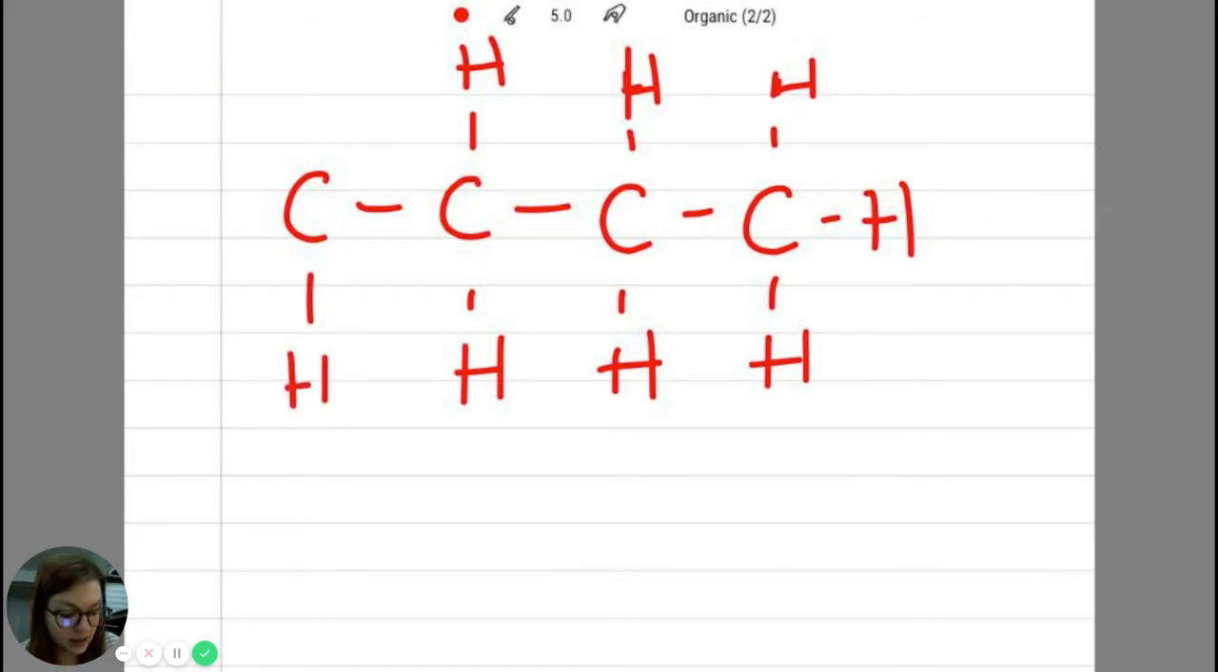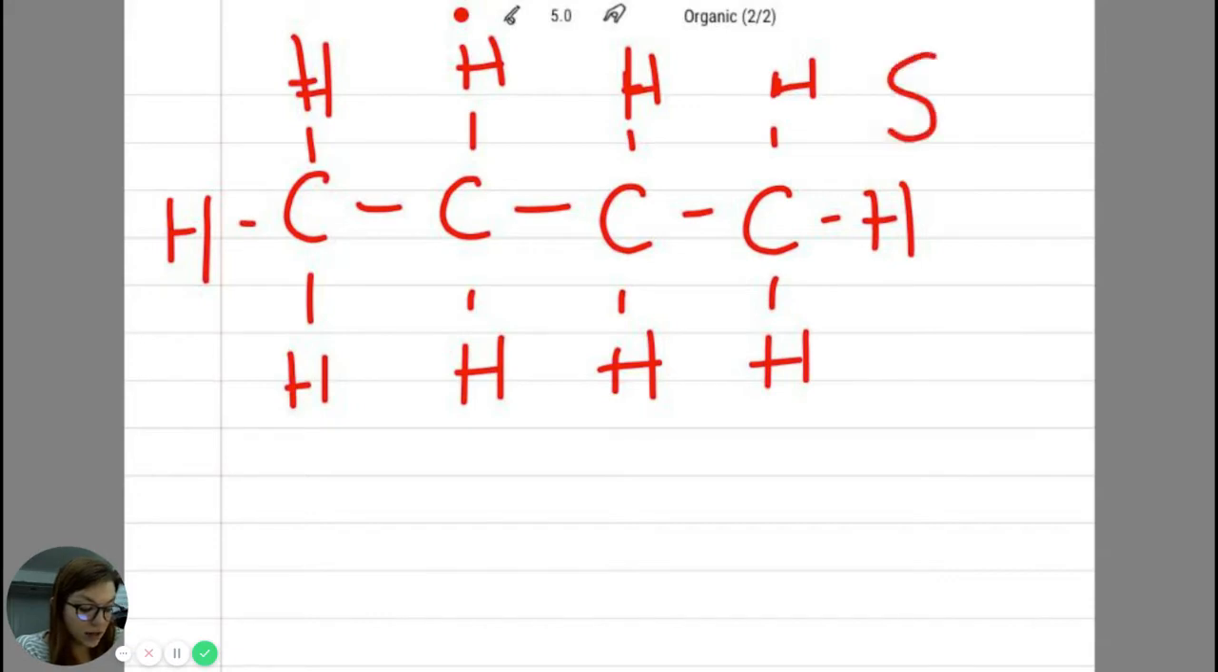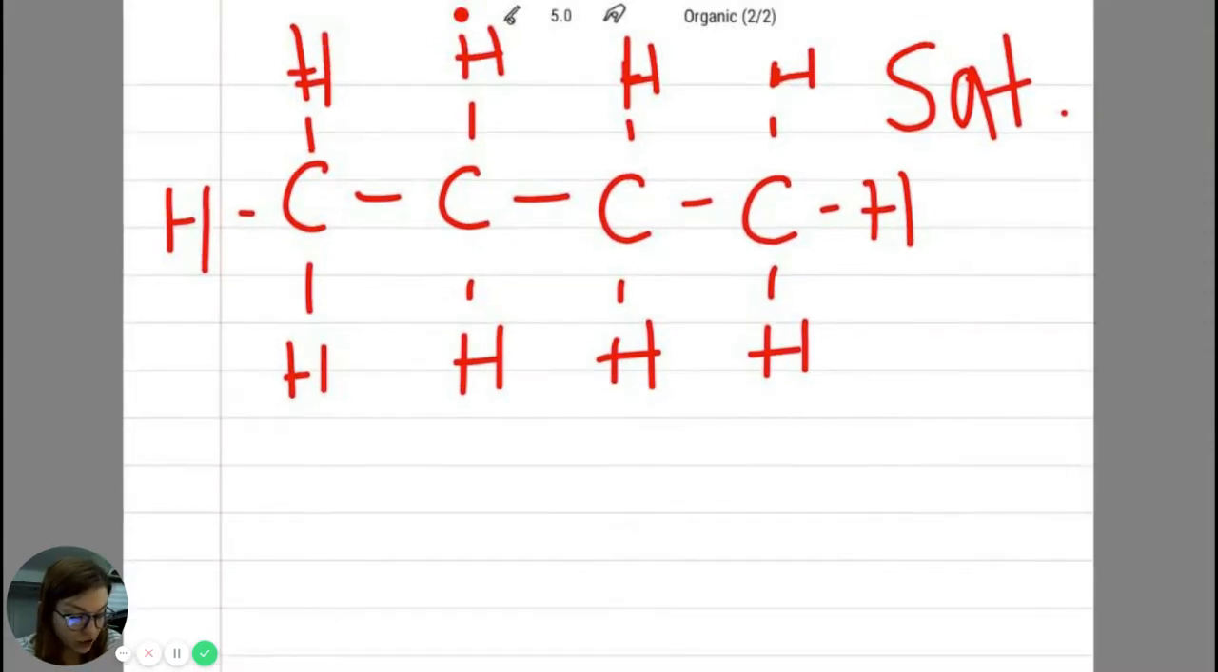These get really tedious to draw. I'm sorry, this also looks really ugly. I'm drawing with a stylus, so I'm not very good at this. But this is butane because it has the maximum number of single bonds, and this would be a saturated hydrocarbon. Saturated means full. Remember saturated solutions, they are full of solute. A saturated hydrocarbon is full of hydrogen. Next, we have unsaturated stuff.